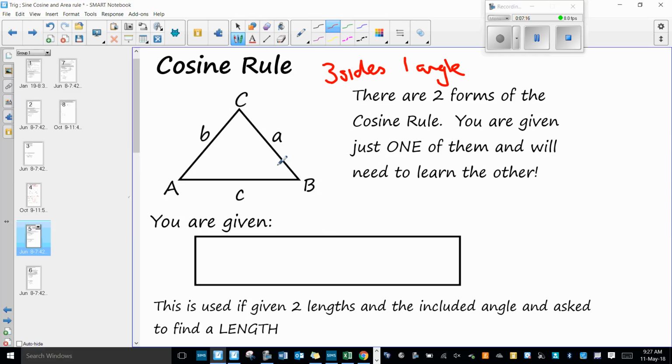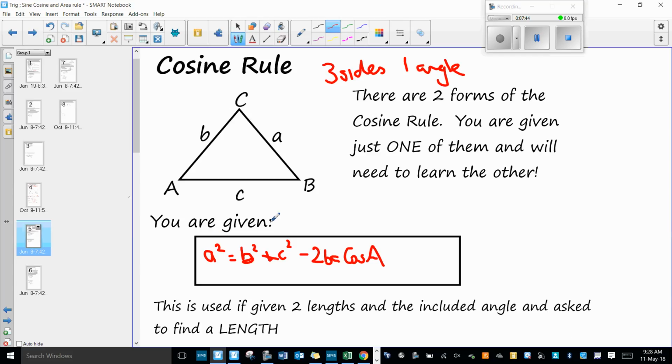Okay? You are told that a squared equals b squared plus c squared minus 2bc cos A. So the fact that you get given it means you don't need to learn it. So you get given this format.